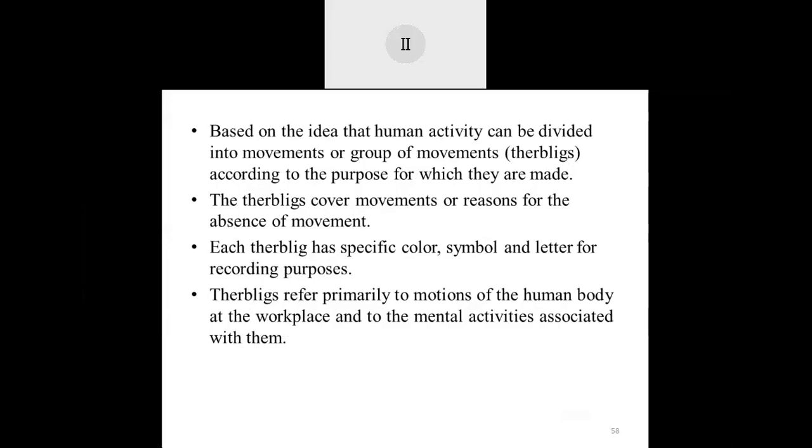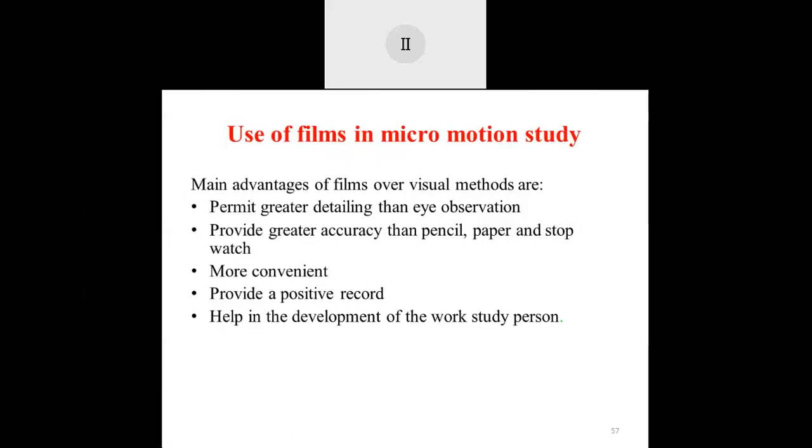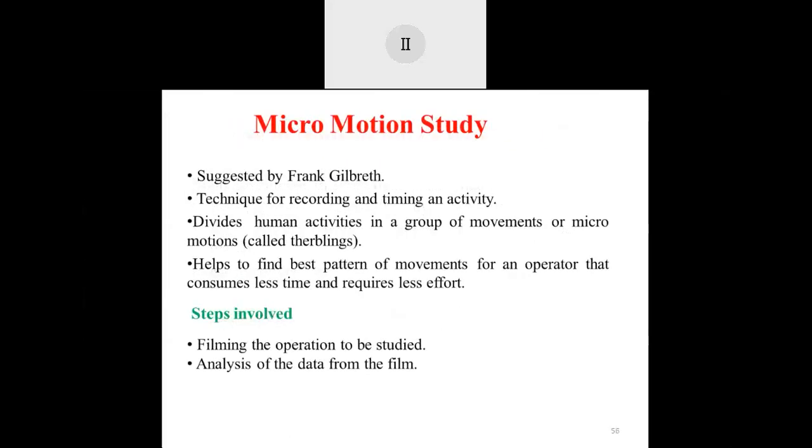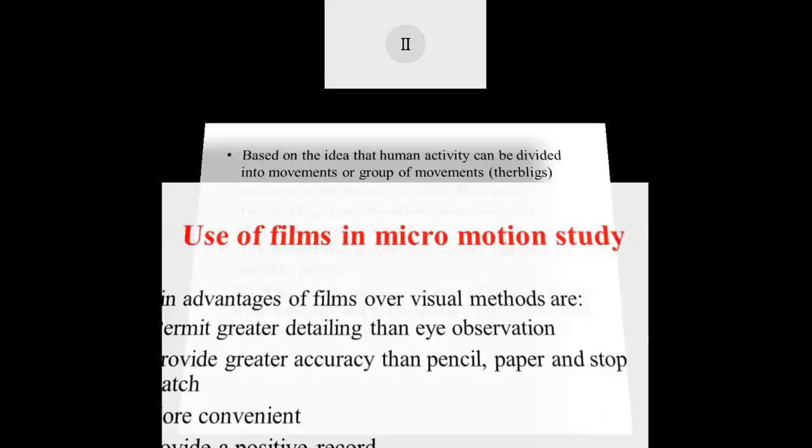It is also based on the idea that human activity can be divided into movements or groups of movements, which are known as therbligs, according to the purpose for which they are made. So here we have shown you the advantages. Now we will see in a little more detail about micro motion study, what actually happens in that.